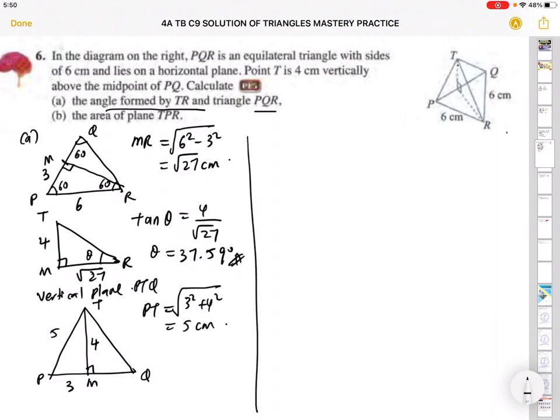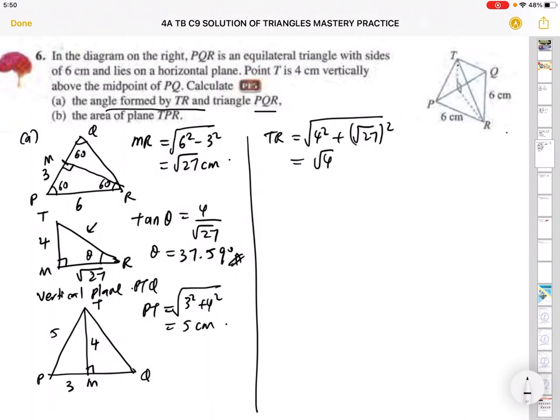I need to draw this PTR out, but the problem is I do not know the length of TR. I can find TR from here. So TR is the square root of 4 squared plus the square root of 27 squared, yeah, we find it from the triangle. So it's 16 plus 27, square root of 43.